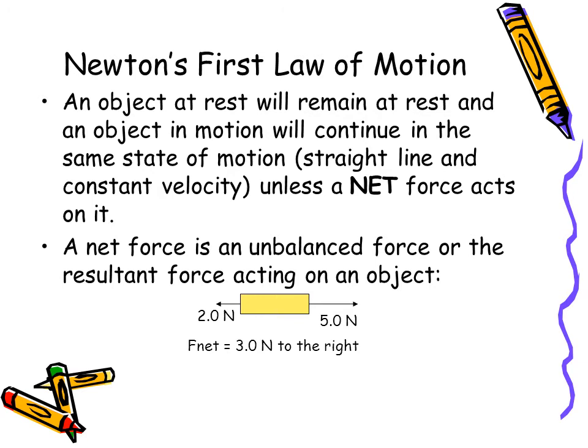Newton's first law of motion states that an object at rest will remain at rest. An object in motion will continue in the same state of motion, moving in a straight line and at a constant velocity, unless a net force acts on it. A net force is an unbalanced force, or a resultant force acting on an object.